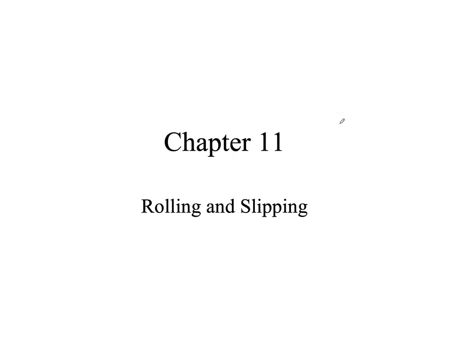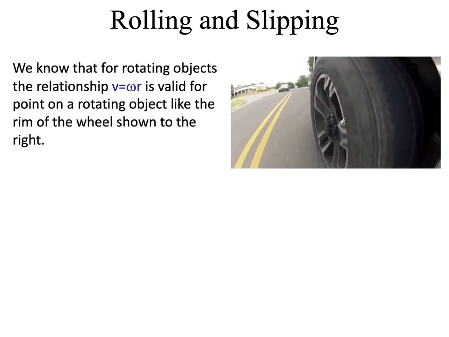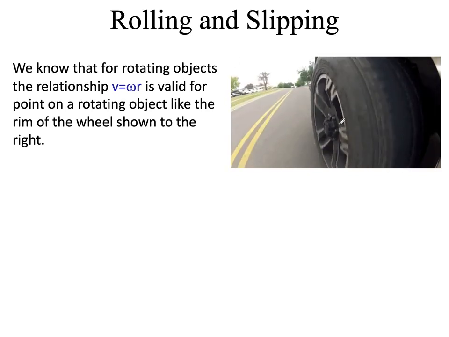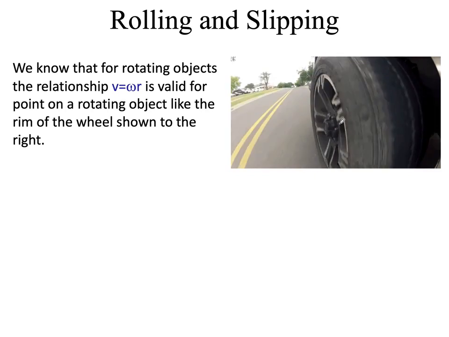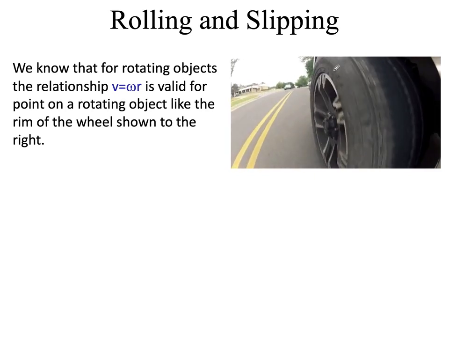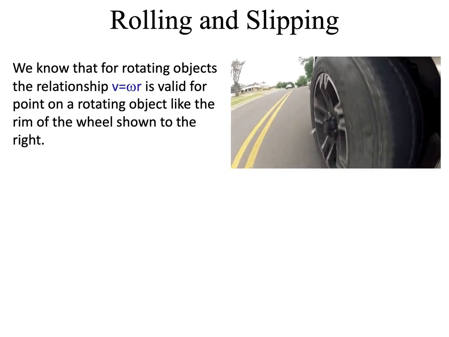All right. So we get into chapter 11 here, which is talking about rolling and slipping. And you already know the relationship v equals omega R is valid for any point on a rotating object. So if you look, for example, at a point on the rim of this wheel, yes, it's true. Omega times R does give you that.